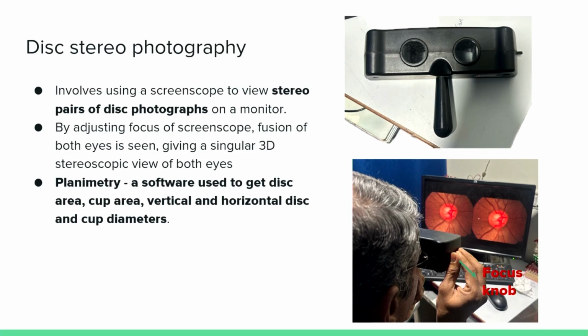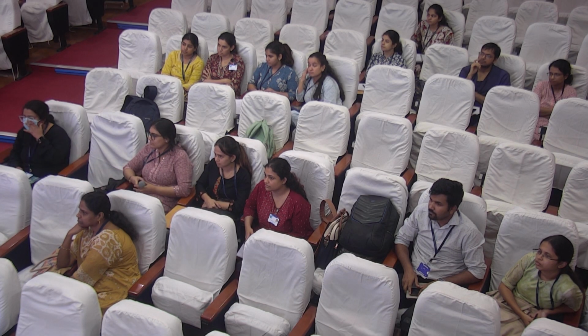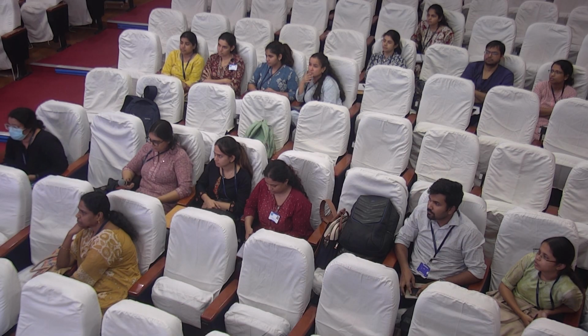Then we'll see the neuroretinal rim, cup to disc ratio. Then we'll see the retinal nerve fiber layer loss, if there is any. Then the fourth one is the peripapillary atrophy. The fifth one is the retinal or disc hemorrhages. Read the photograph. Okay.